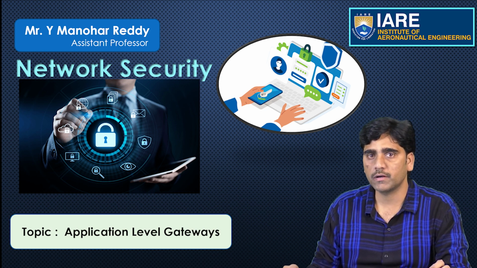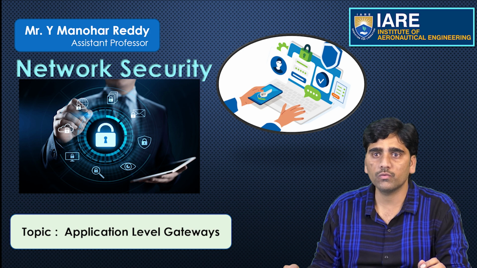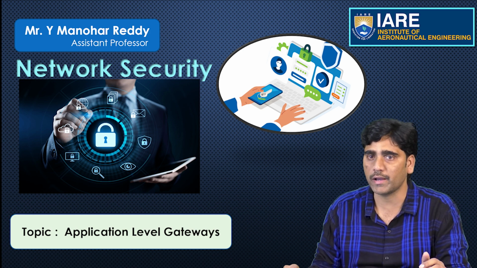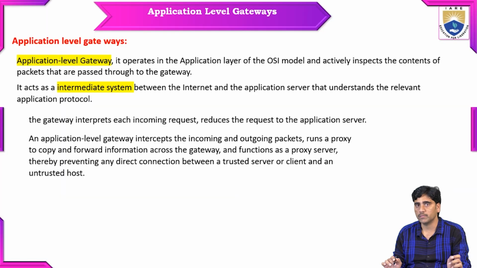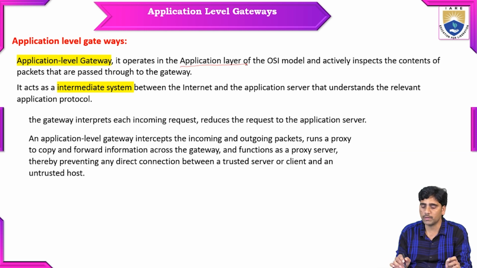Today I am going to explain to you the concept of application level gateways, and how they provide security for incoming connections and outgoing packets. So what is meant by an application level gateway? An application level gateway operates in the application layer of the OSI model.